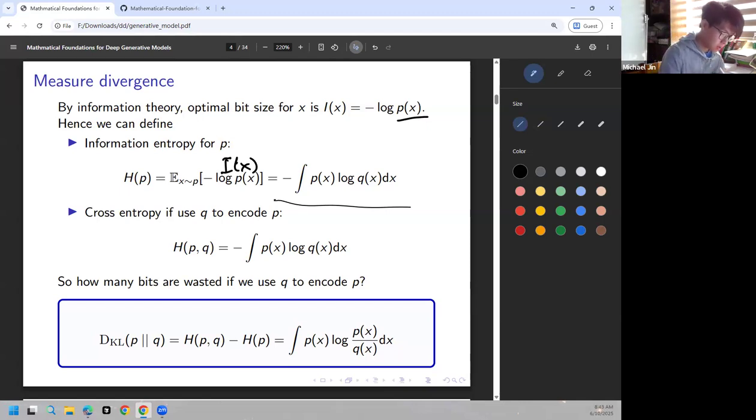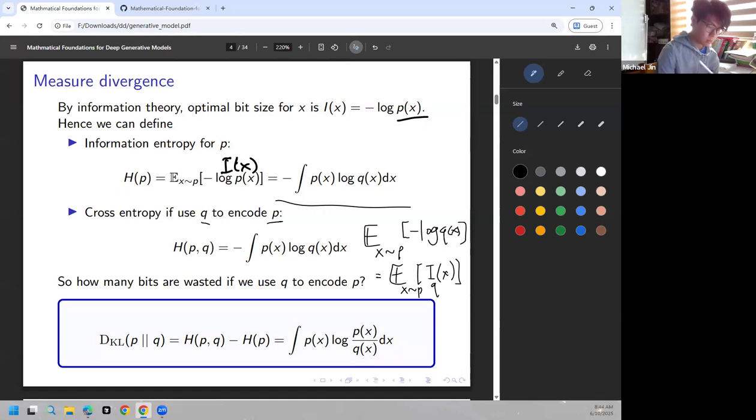So what is P? P is the real data distribution of X. So we can use another probability distribution Q to encode P. And this cross entropy is just the expectation taken over the real distribution P, and the function is negative log Q, right? And this is just the expectation over P of the bit size of X under Q, right?